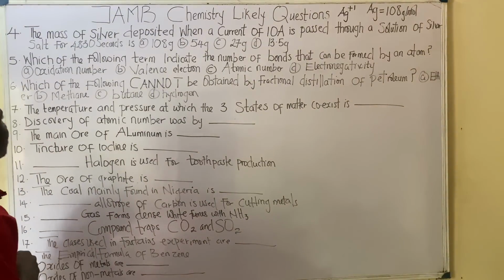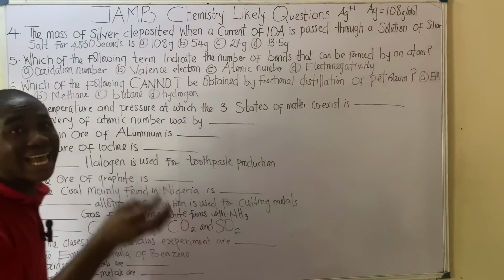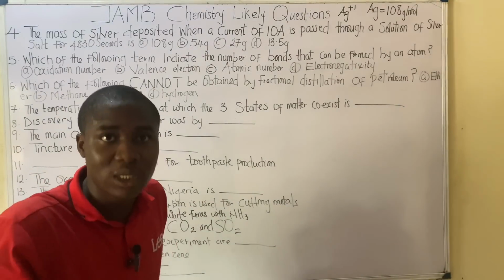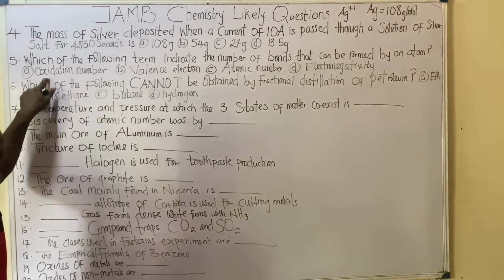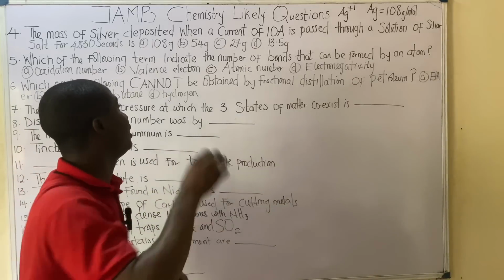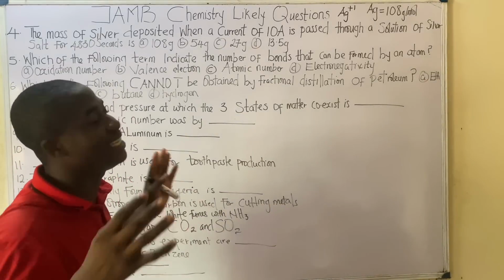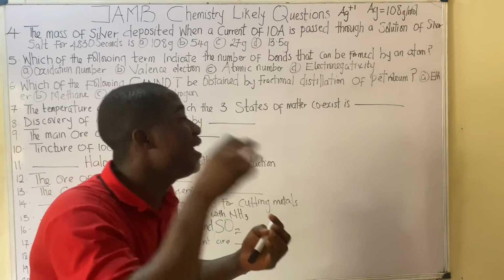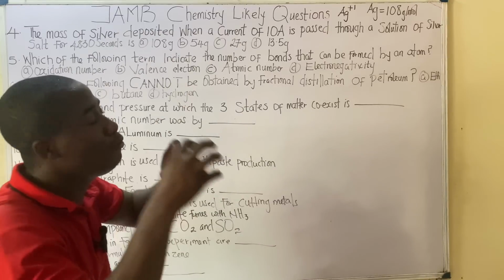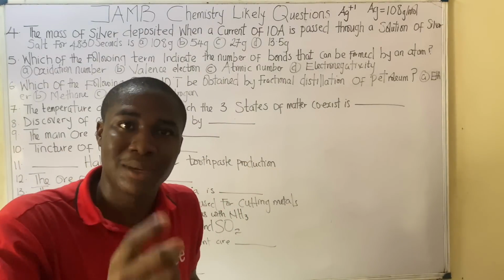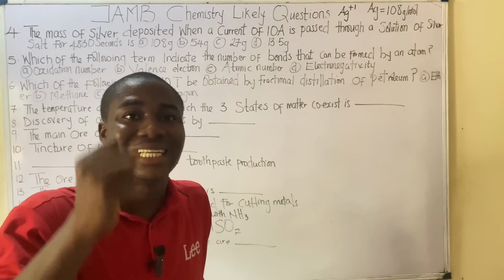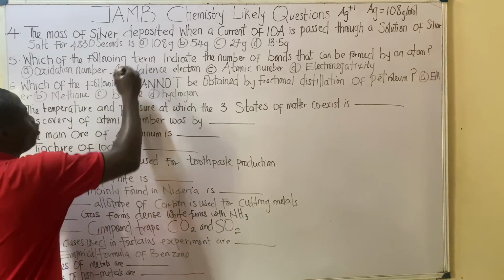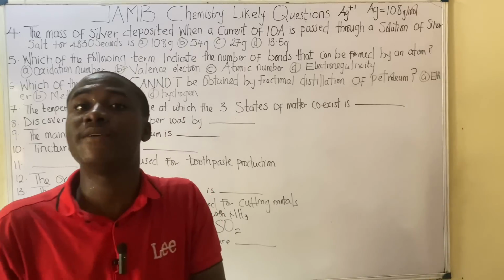So let's get into the next practice question, which is: which of the following terms indicates the number of bonds that can be formed by an atom? Is it oxidation number? Is it valence electron? Is it atomic number? Is it electronegativity? Moving further, it must be noted here that it is the valence electron found in a particular element that determines the type of bond that element should have. Please note this. It is actually very important. Though there is an explanation to this, it's key for you to know this.